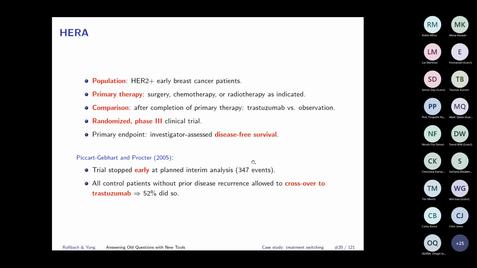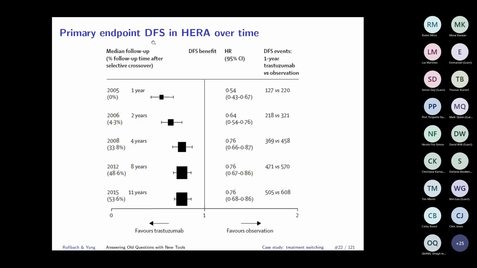Now, at the time, these were the options the patients had. There was no treatment after this primary therapy, and there was no alternative treatment to Herceptin. So, of course, when the trial read out positively at an interim analysis, all patients in the control arm were offered the option to cross over to trastuzumab. And eventually, over the long run, about half of patients actually did so. That, of course, has an impact on the effect we estimate. And here you see the impact. This is DFS, the primary endpoint.